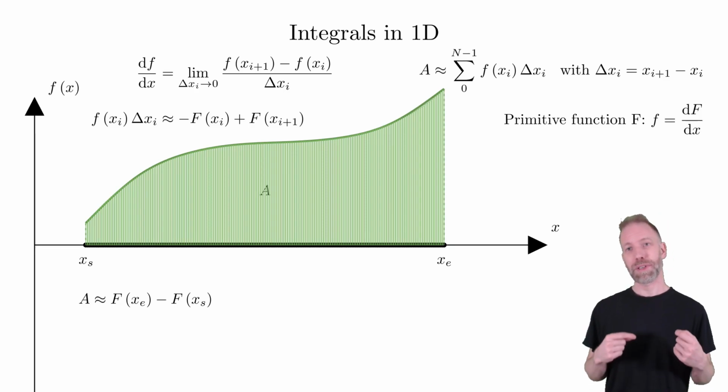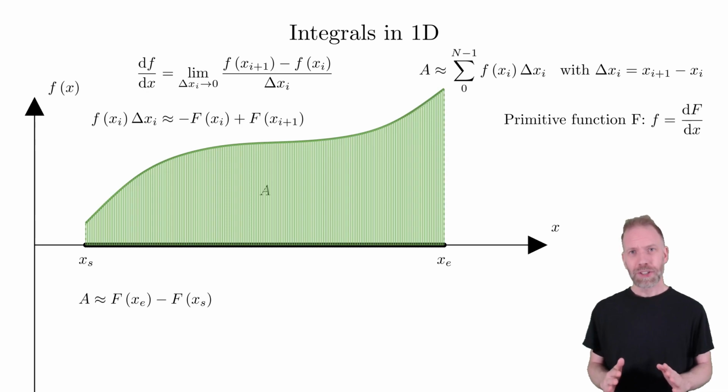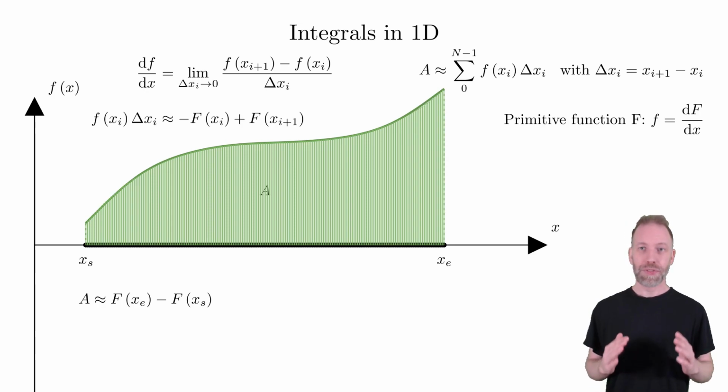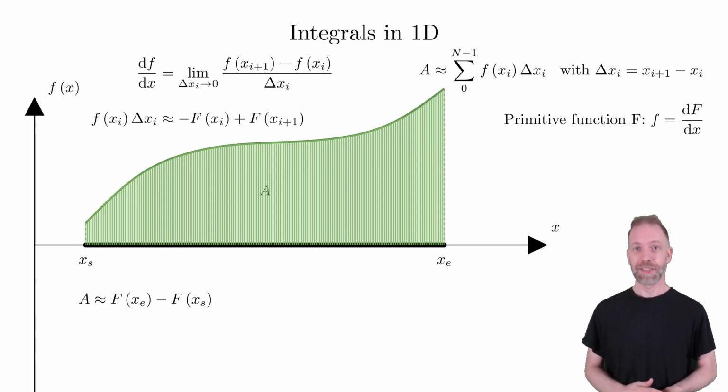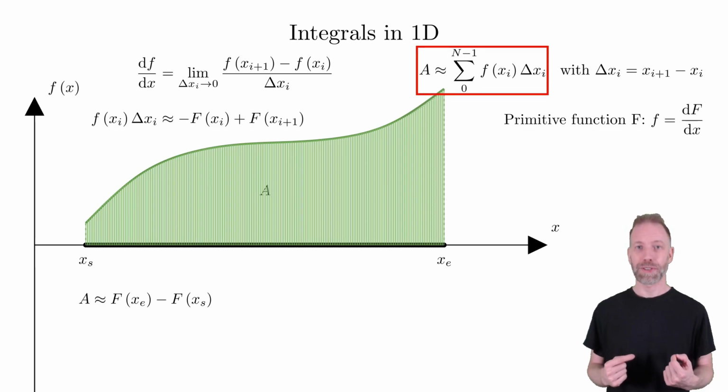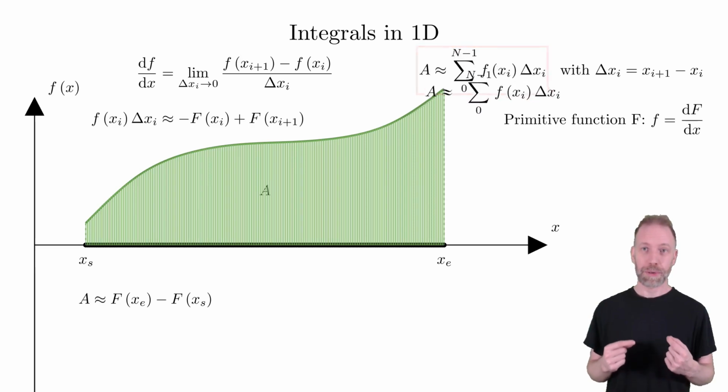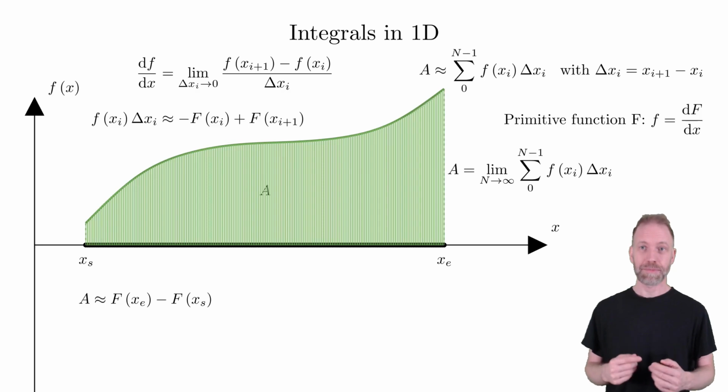Also note that our approximation for the derivative should be better when delta x becomes smaller. Hence, we can claim that when the number of points goes to infinity, both the error in the area and the error in the derivative goes to 0. Therefore, we claim that when the number of points goes to infinity, it is no longer an approximation, but an equality.